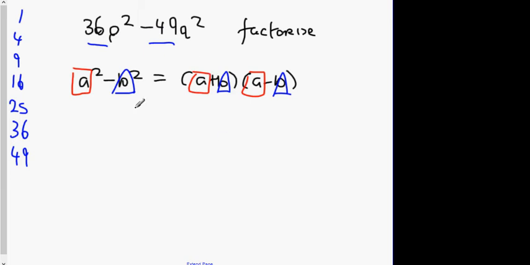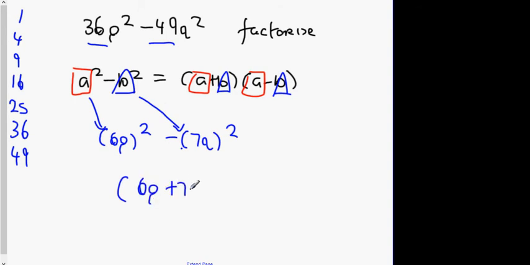Now I'm going to change 36p squared into 6p multiplied by 6p, or 6p to be squared. Going to change the 49q squared into 7q to be squared. In the a's position is the 6p. In the b's position is the 7q. So your answer will become 6p plus 7q, and then the other one is 6p minus 7q. Is that right? Who got that one out? Full marks? Five again. Okay, good.